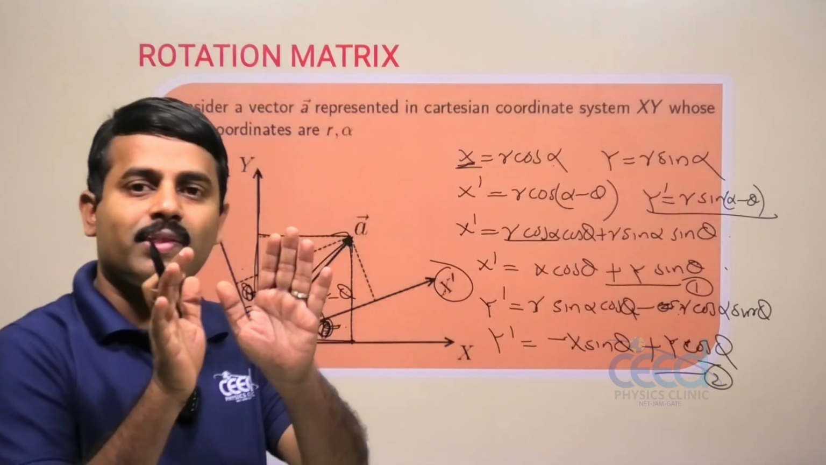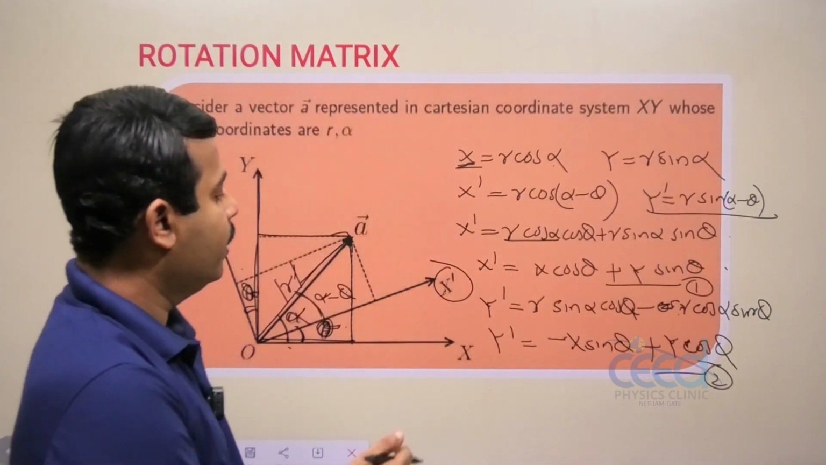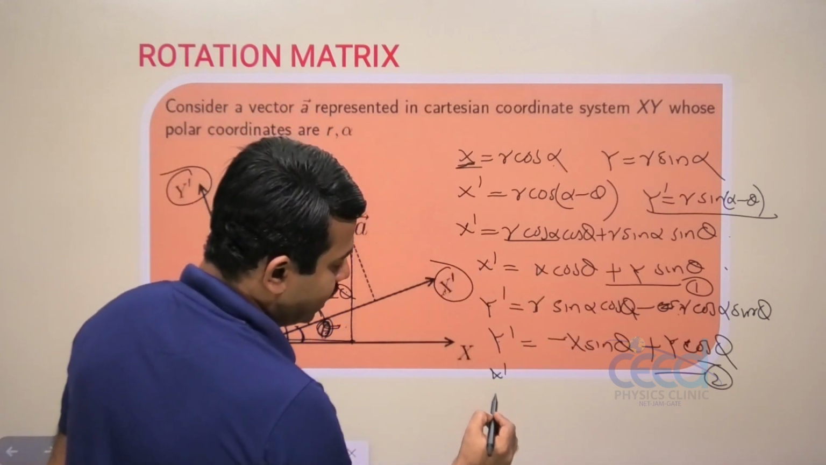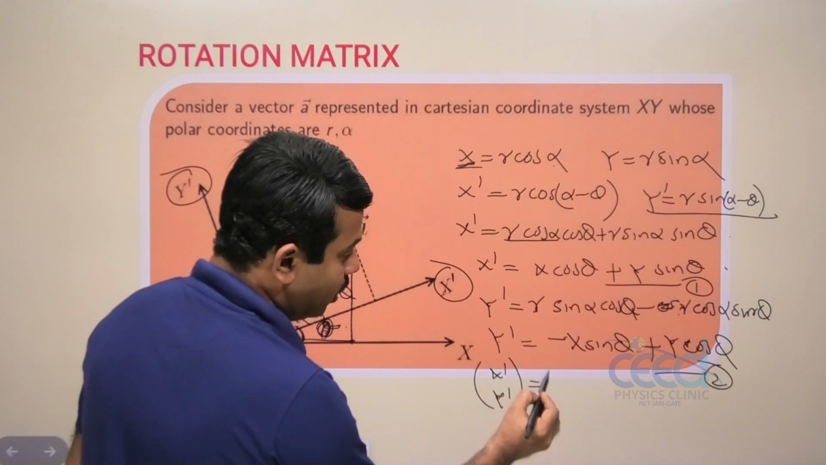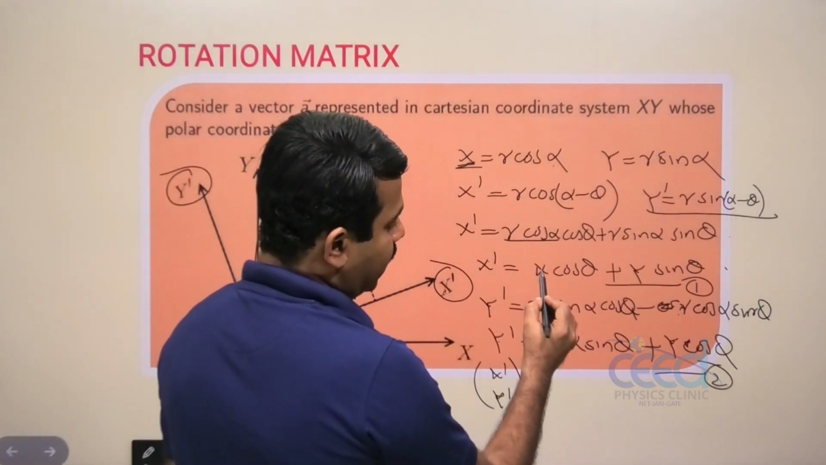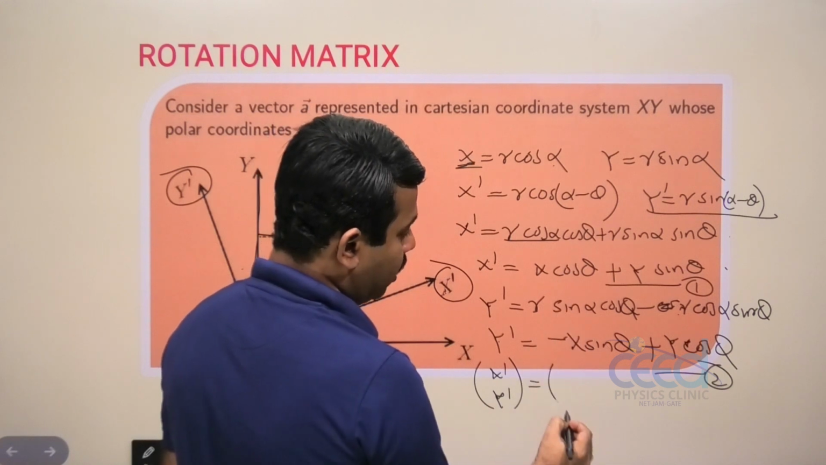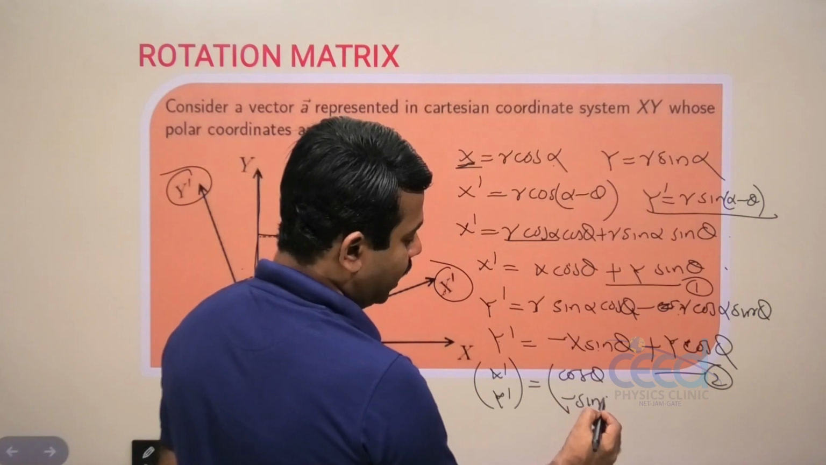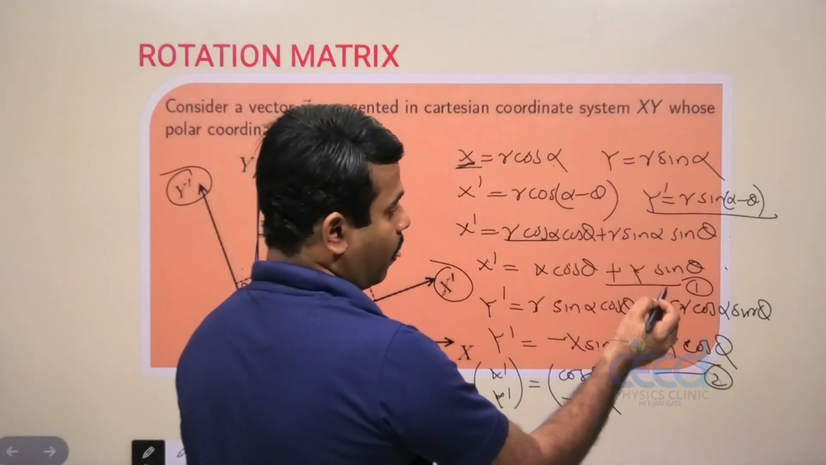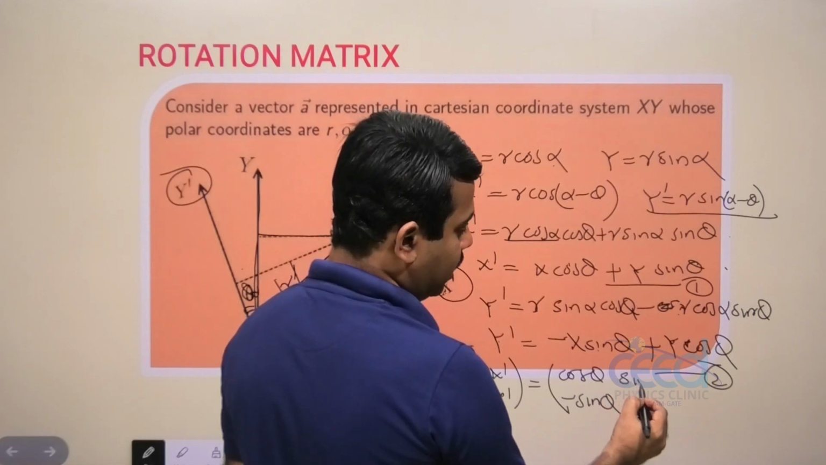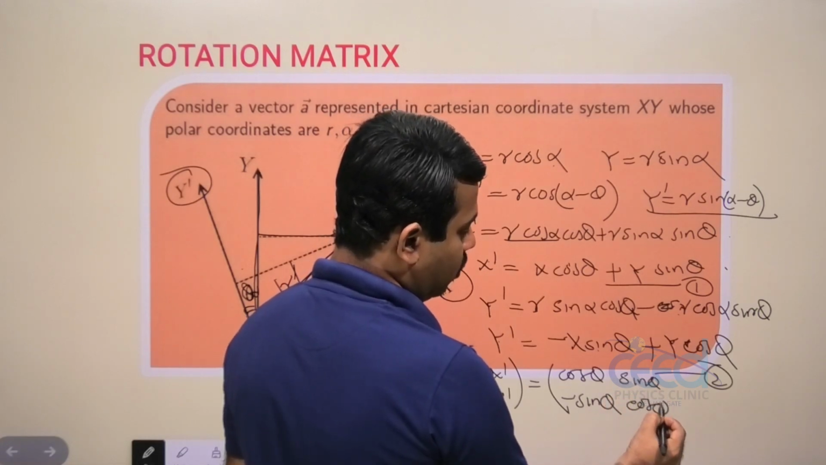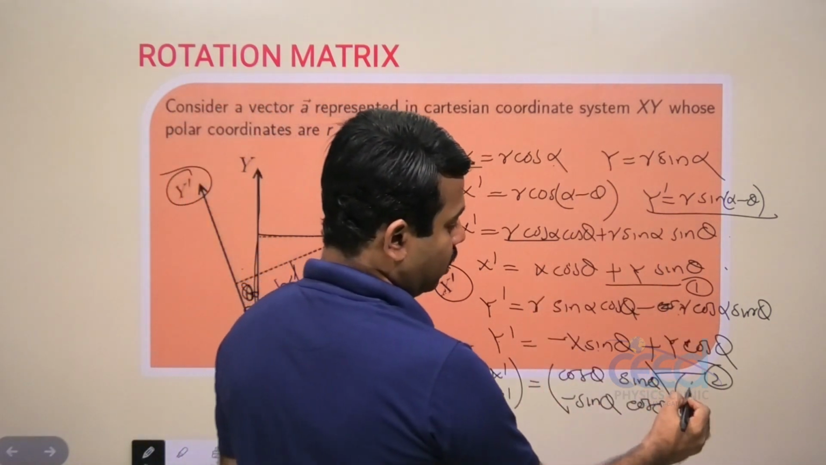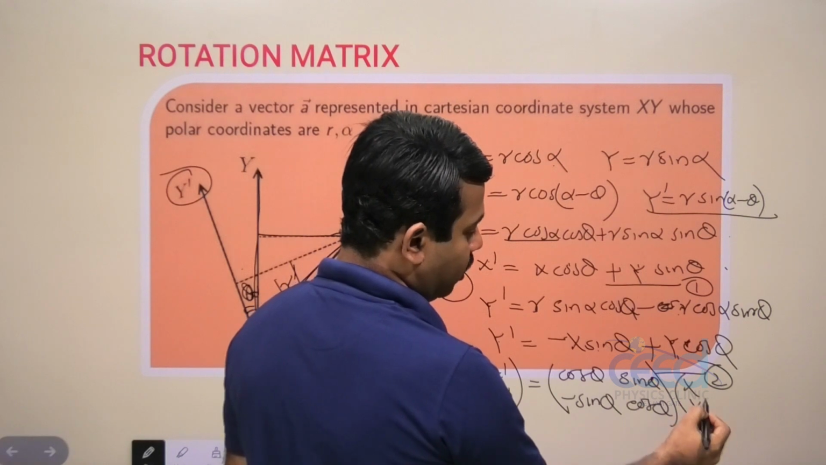How can we represent these two equations in matrix form? I am writing x dash, y dash. What is the coefficient matrix? Here the coefficients are cos theta, minus sin theta, and here sin theta, cos theta, into the matrix x, y.